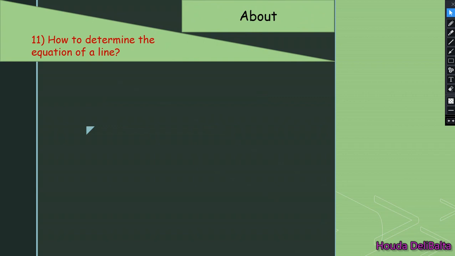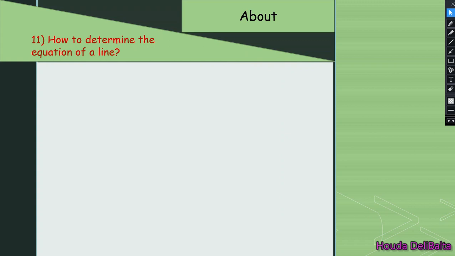By the end of this video and the coming videos as well, you are going to be able to determine the equation of a straight line by yourselves. And this is the most important part of the chapter. So let's get started. Get ready.